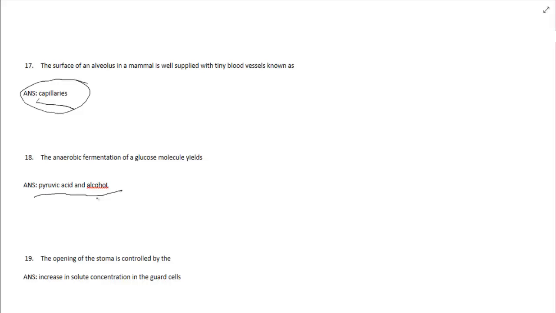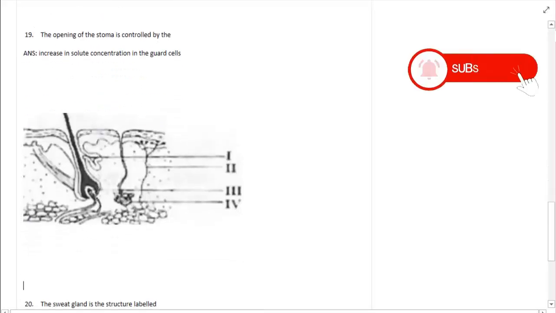While anaerobic fermentation is a type of fermentation which involves the complete absence of what? Oxygen, to yield 2 ATP and ethanol. So anaerobic fermentation of a glucose molecule yields what? Pyruvic acid and alcohol.